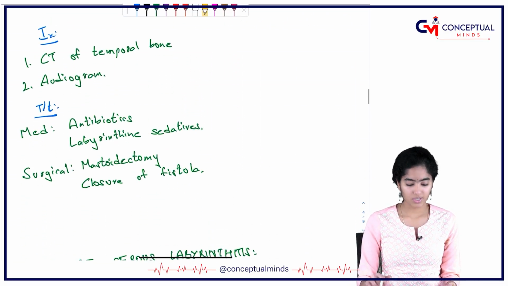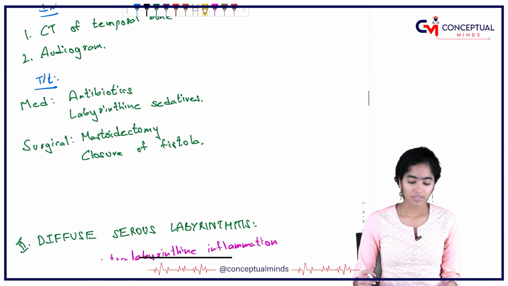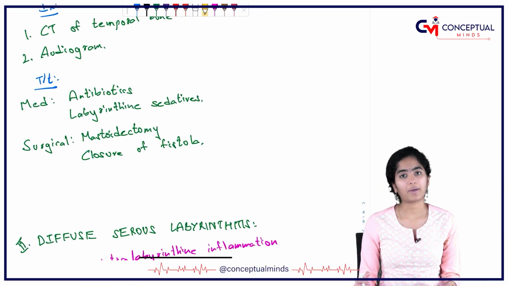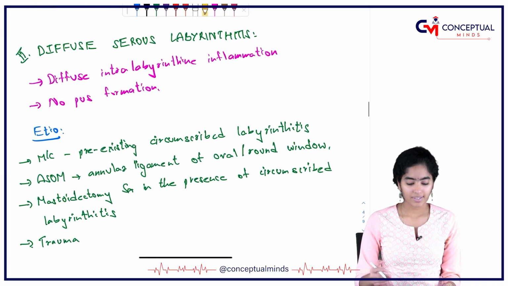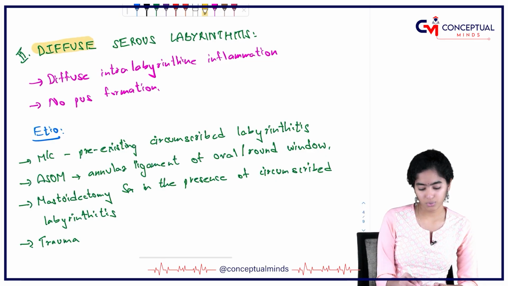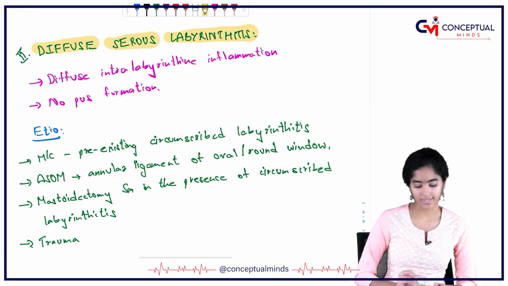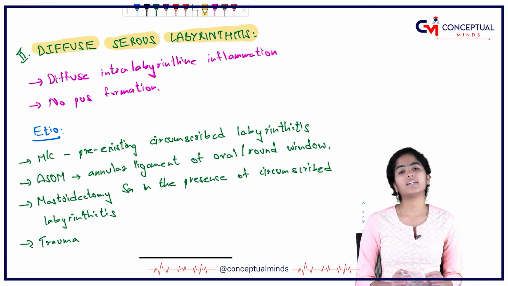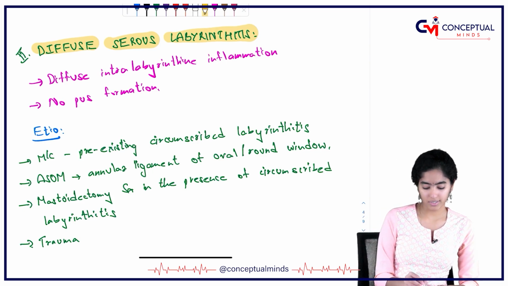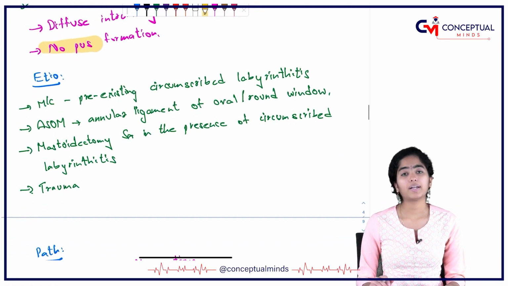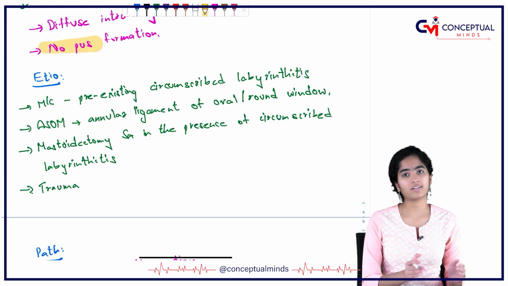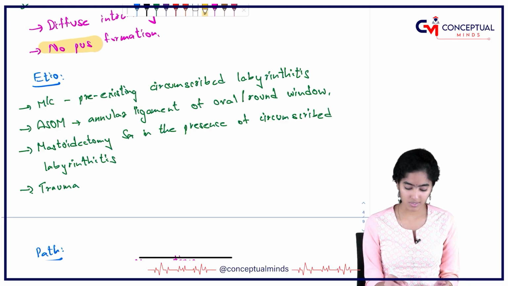Coming to the investigations and treatment, you already know them. CT of temporal bone, audiogram, and treatment is by antibiotics and labyrinthine sedatives. The next one is diffuse serous labyrinthitis. In this, there is diffuse labyrinthine inflammation, but the important point is there is no pus formation. Etiology, it most commonly follows a circumscribed labyrinthitis.